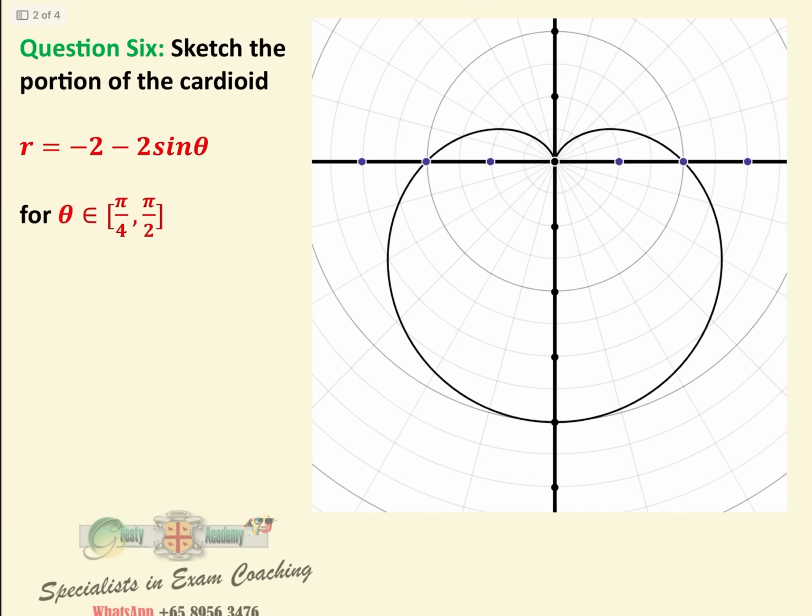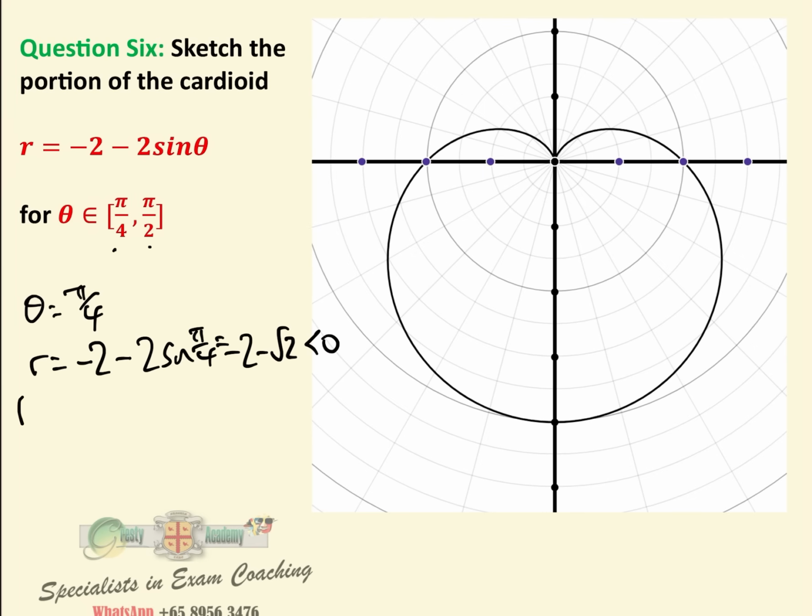Question number 6, let's have a look at question number 6. We sketch the portion of that cardioid between pi over 4 and pi over 2. So, okay, well, let's have a look at theta equals pi over 4. R is minus 2 sine pi over 4, which equals minus 2 minus root 2, which is less than 0. And when theta is equal to pi over 2, we have r is equal to minus 2 sine pi over 2, which equals minus 2, which is minus 4, which again is less than 0.